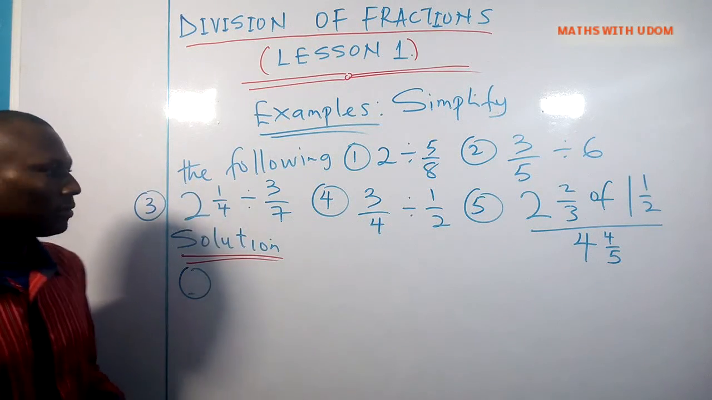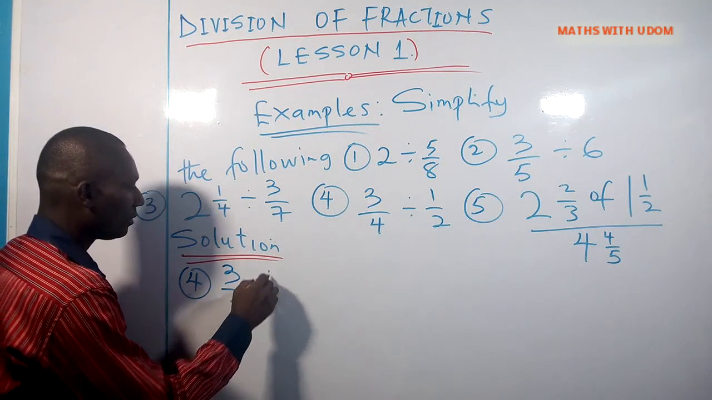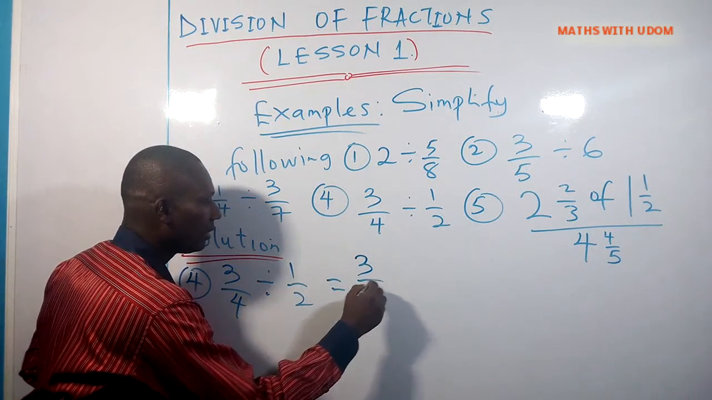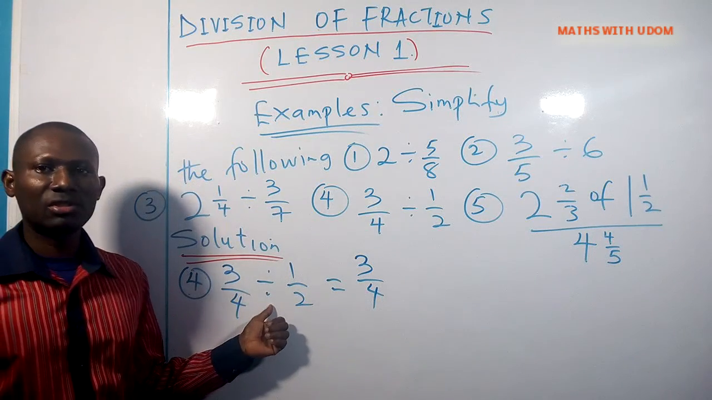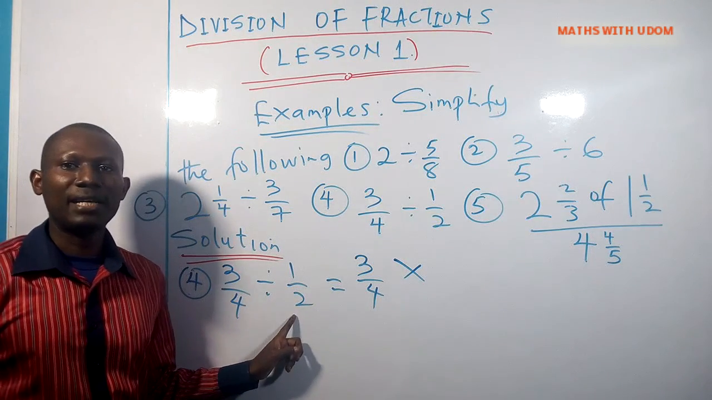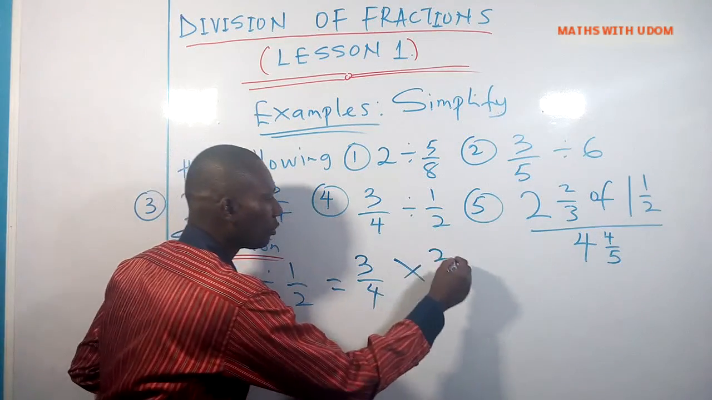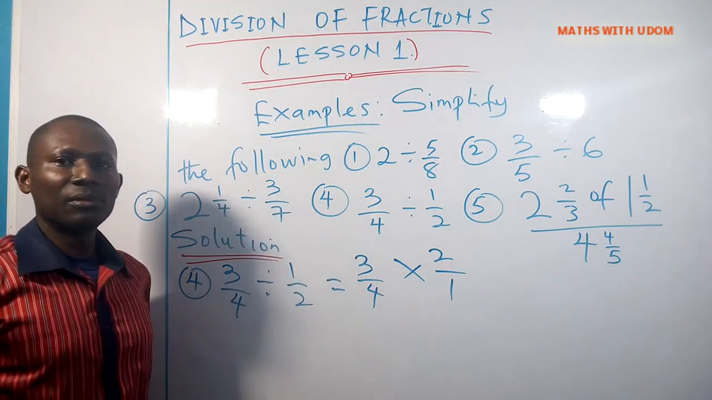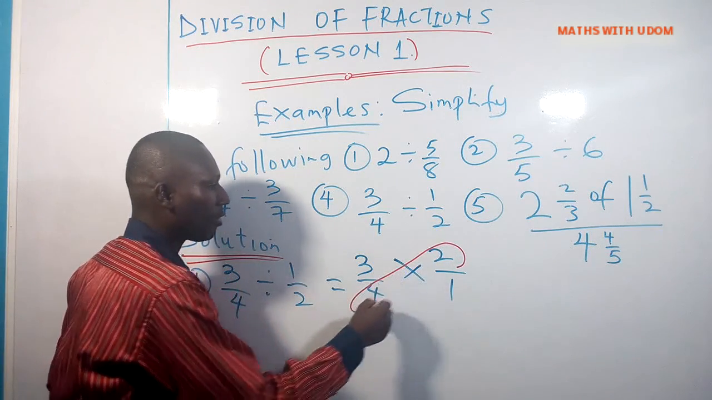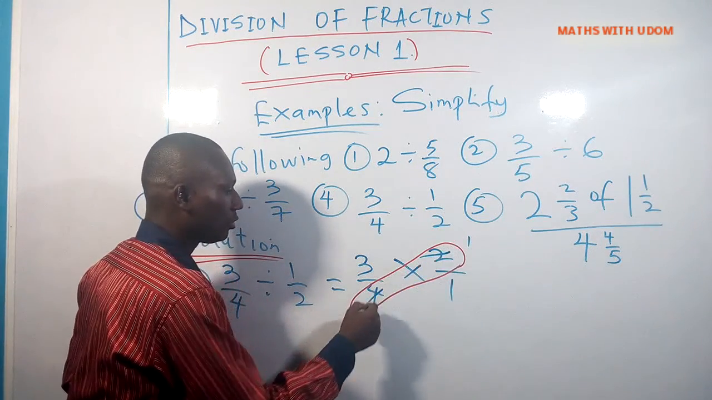So what do we have in number 4? We have 3 over 4 divided by 1 over 2. So we change the division sign to multiplication. And then we multiply by the reciprocal of 1 over 2. So what is the reciprocal of 1 over 2? 2 over 1. So from here, we can see the possibility of cross dividing. 2 and 4 have common factors. So 2 here 1, 2 here 2.